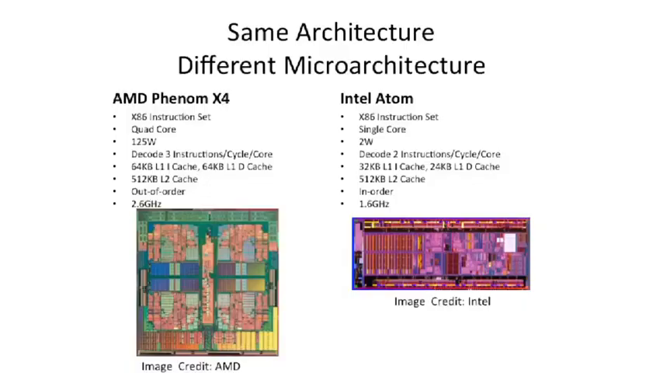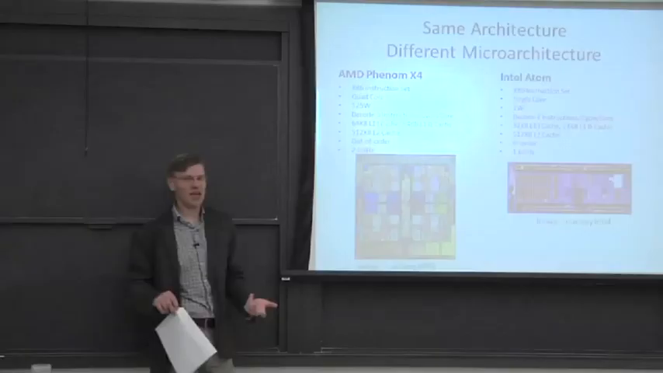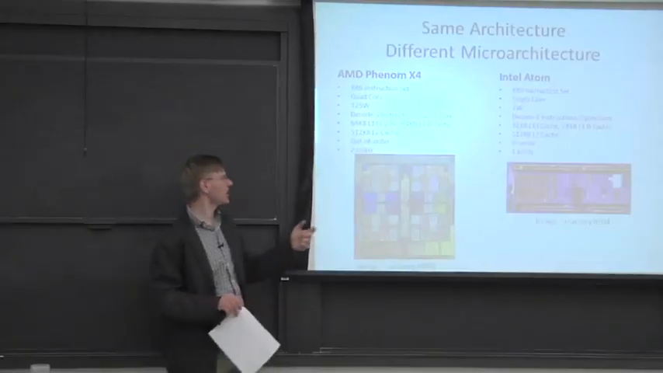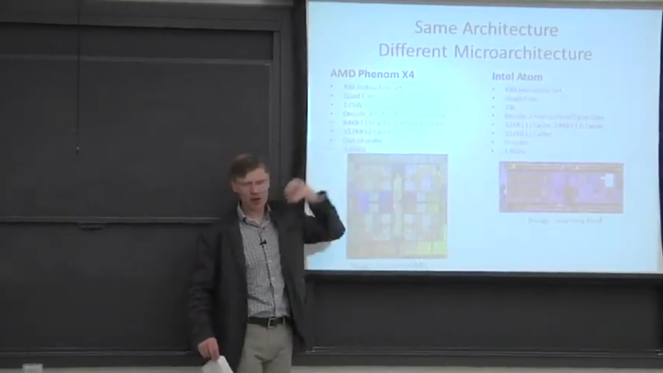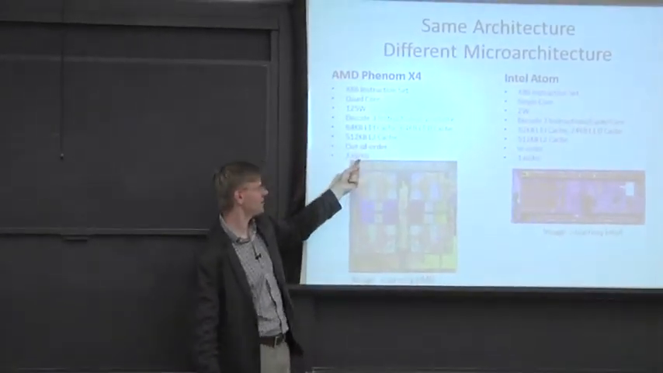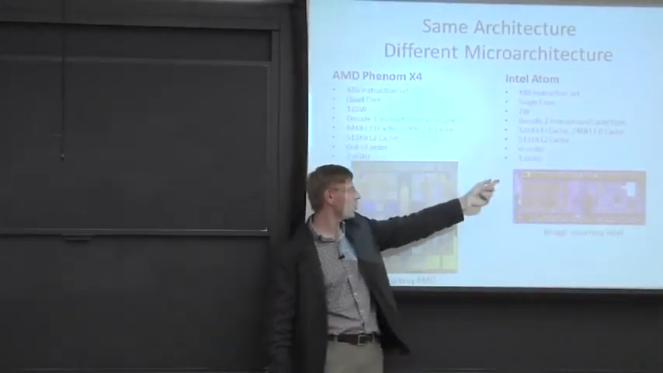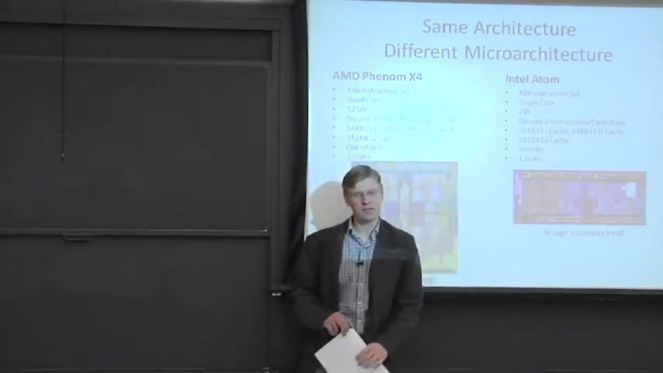This one can decode 3 instructions. This one can decode 2 instructions, so that's a microarchitecture difference. This one has a 64 kilobyte L1 cache. This one has a 32 kilobyte L1 iCache. Very different cache sizes, even though they're implementing the same architecture, or big A architecture. Strangely enough, they have the same L2 size. You know, things happen. This one is out of order versus in order, and clock speeds are very different.